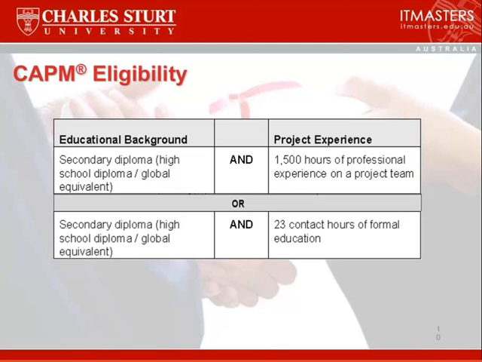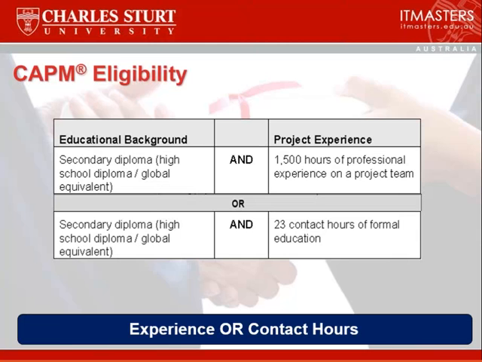What do you need to have to be eligible to sit the CAPM examination with PMI? If you've got a secondary diploma, you will need 1,500 hours of professional experience on a project team. Or alternatively, you can have 23 contact hours of formal education. So it's an either or. It's quite possible you have both, but you decide when you're making an application to be considered eligible for the exam which you think is appropriate for you to use in your application.